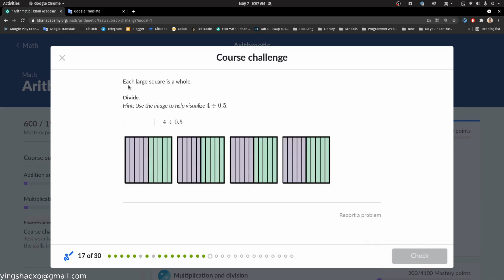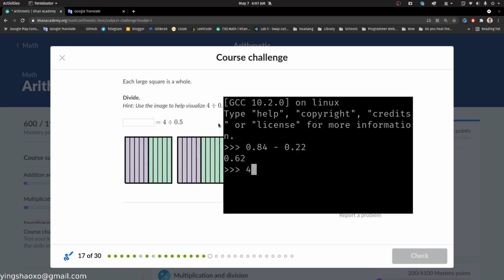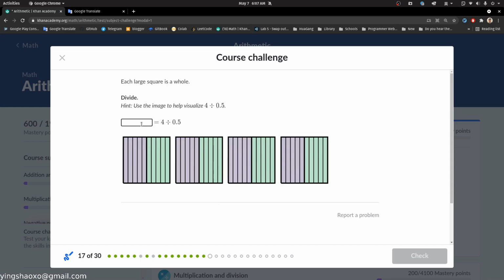Yeah, let's go on. Each large square is a whole. Use an image to help visualize this kind of thing. Let's use Python to do the same thing for me. For this case, we'll get 8.